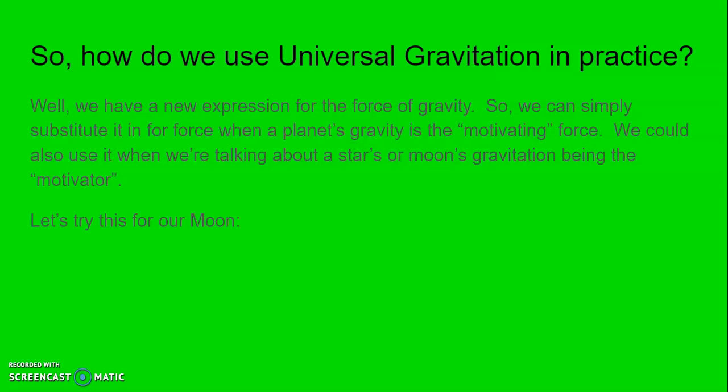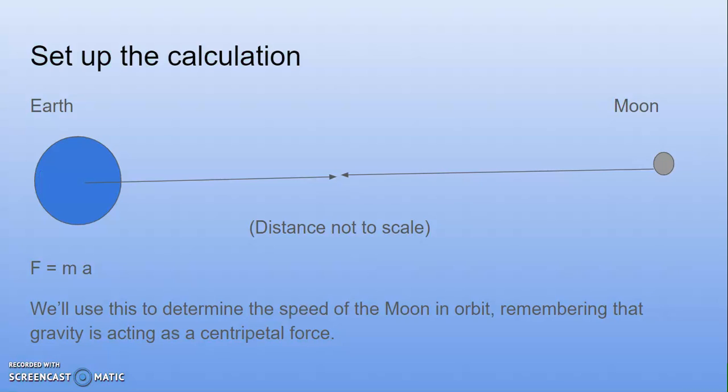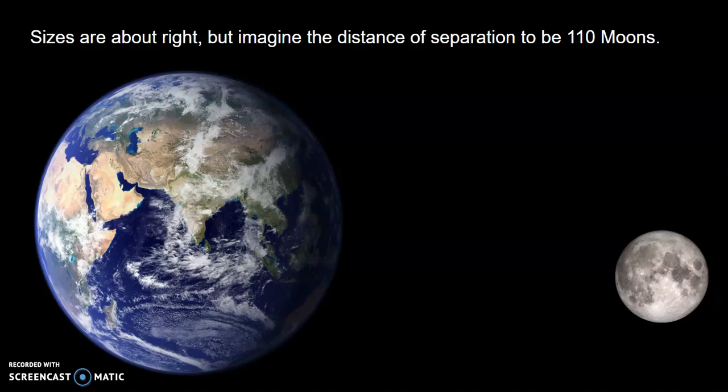So we're going to try this out for the moon. Let's look at the Earth and moon. Here they are depicted as a couple of spheres, a couple of balls. That distance is not to scale, actually. That's about the right size comparison, but they should be separated by about 110 moons, as they are in this picture, actually taken a couple of years ago.